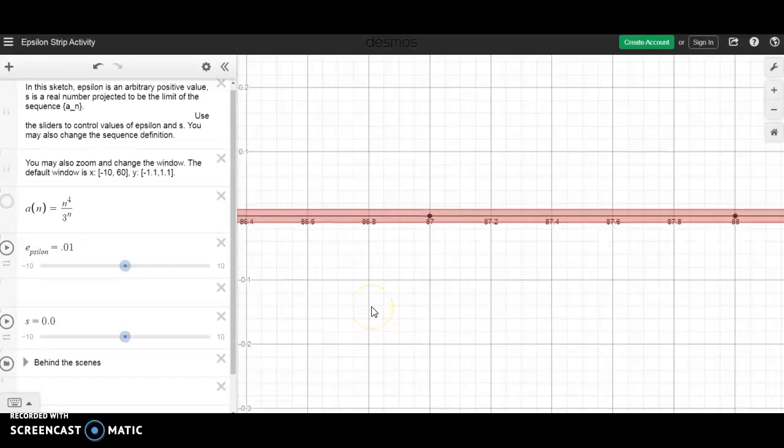So let's get to the possible definitions here. Possible definition: S is a limit of a sequence when infinitely many points on the graph are covered by any epsilon strip as long as it's centered at S. Well, that is certainly, yes, I see that as a valid definition of convergence.